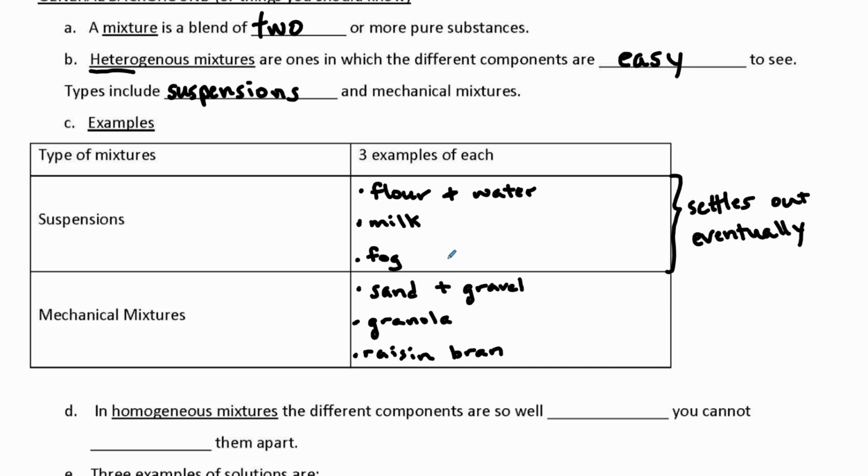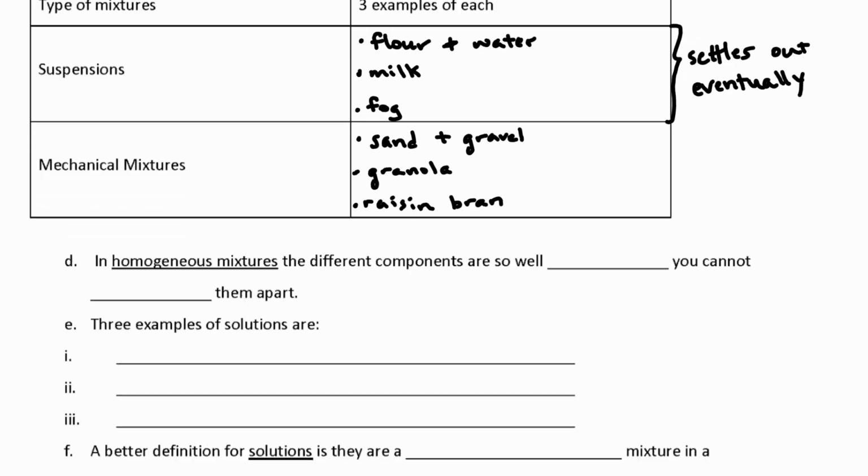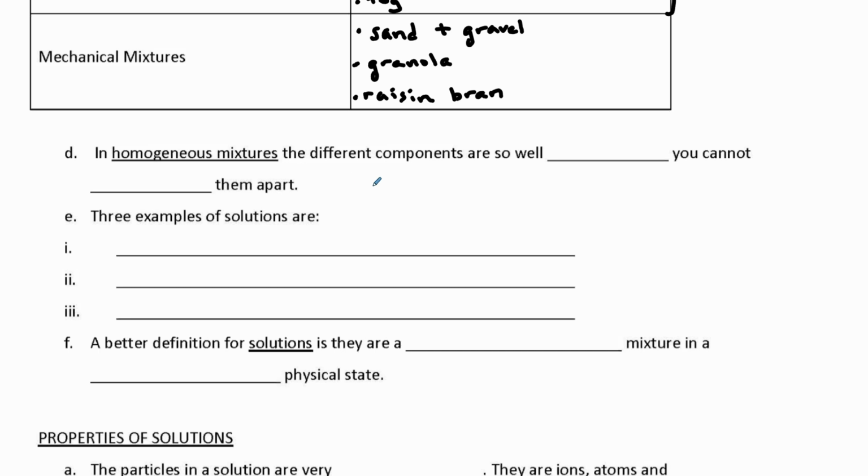Both are heterogeneous. They have different components that are easy to see. With a suspension, you have to allow it time to settle out and separate before those components become visible, whereas with a mechanical mixture, right off the bat, you can see the different components and you can physically separate them yourself. So that's a heterogeneous mixture. A homogeneous mixture, again, you would have seen this in past science classes. Think of heterozygous and homozygous.